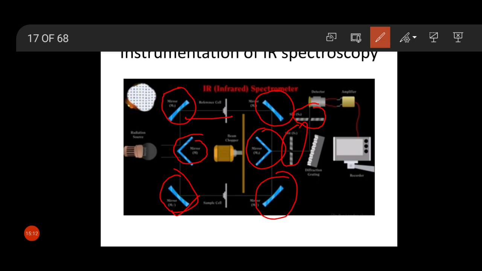In the next lecture I will elaborately discuss each part of the instrumentation of IR spectroscopy. Which type of source we can use, which type of detector we can use, which type of reference cell we can use, and which reference material we can use.